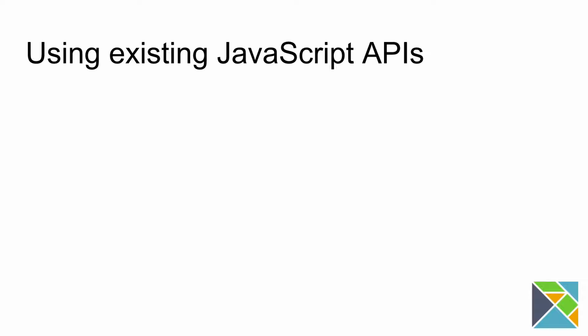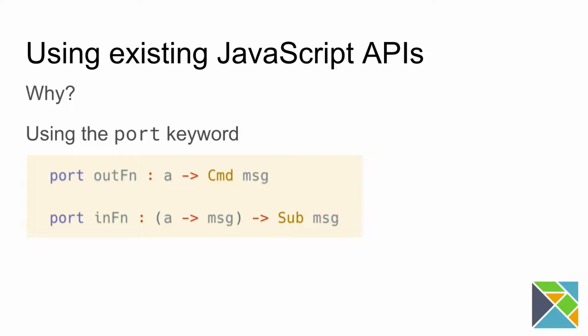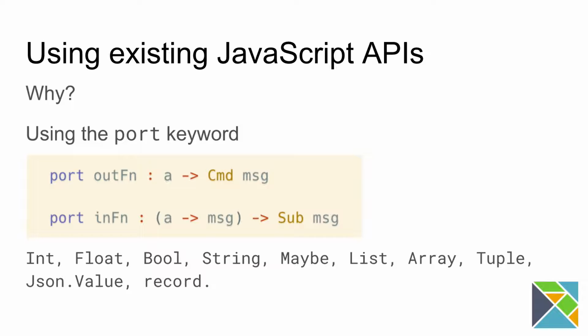Then using existing JavaScript APIs, because Elm is a new language, you can't just go on npm, pull something, I don't know, moment.js and use it. You have to use some kind of interface, which is done by the port keyword in Elm, which is just a function without a body. So this first one is like an out function, something you send to the JavaScript, and the in function is something you get from the JavaScript. The A is kind of an arbitrary type, but not really. It just supports these values.